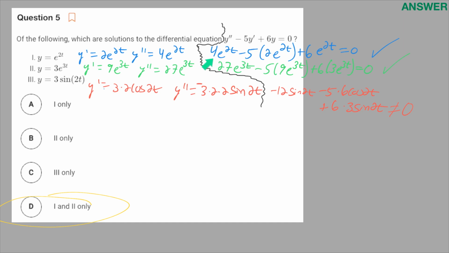First one, when I substitute in and simplify, I'm going to get 10 e to the 2t minus 10 e to the 2t, which works. Second one, I get 45 e to the 3t minus 45 e to the 3t, which works. Third one, you can kind of guess that this one isn't going to work because the derivative of sine is cosine, the derivative of cosine is negative sine. So when you take the second, first, and third derivatives, you're going to get one cosine, even if the sines cancel out, which they don't, but even if they were to, you'd still have this cosine left over, so that one doesn't work. Correct answer is just the first and the second.